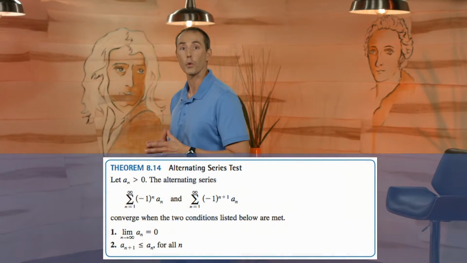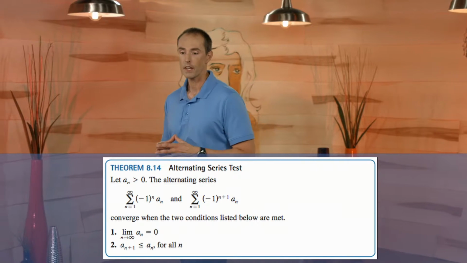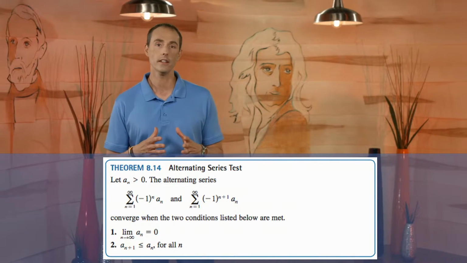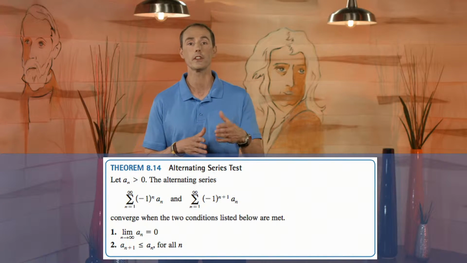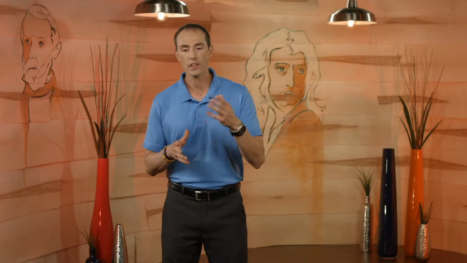Now, a great way to start off is by looking at Theorem 8.14 in more detail. See, students need to be cognizant of the conditions that have to be met in order for the alternating series test to apply. So we spend some time looking at the idea that the limit of the sequence, or the series in this case, must approach 0 as n approaches infinity. And then that second condition, well, that's a little tough for students.